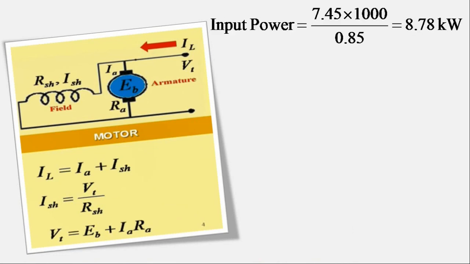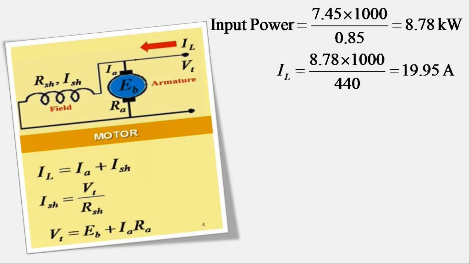Since the motor is delivering an output of 7.46 kilowatt at 85% efficiency, therefore, the input power to the motor will be 7.46 multiplied by 1000 over 0.85. This comes out to be approximately 8.78 kilowatt. Now, the input current to the motor can be calculated by dividing the input power by the input terminal voltage. So, the input current to the motor, that is IL, comes out to be 19.95 ampere.